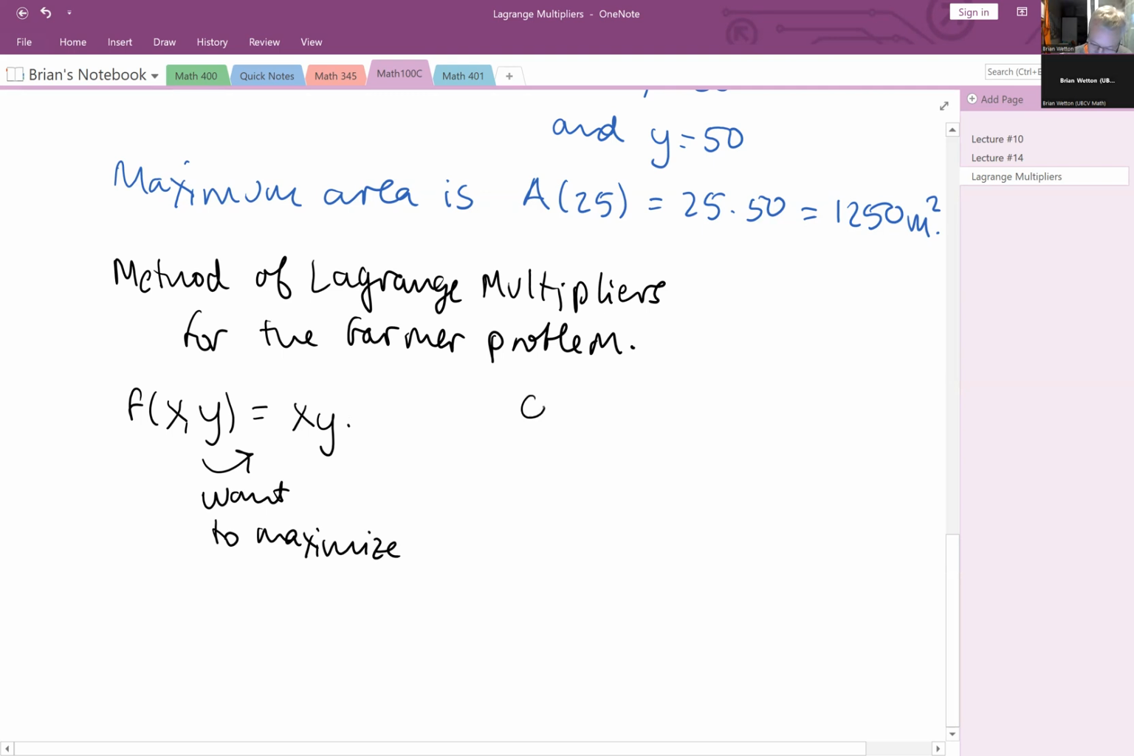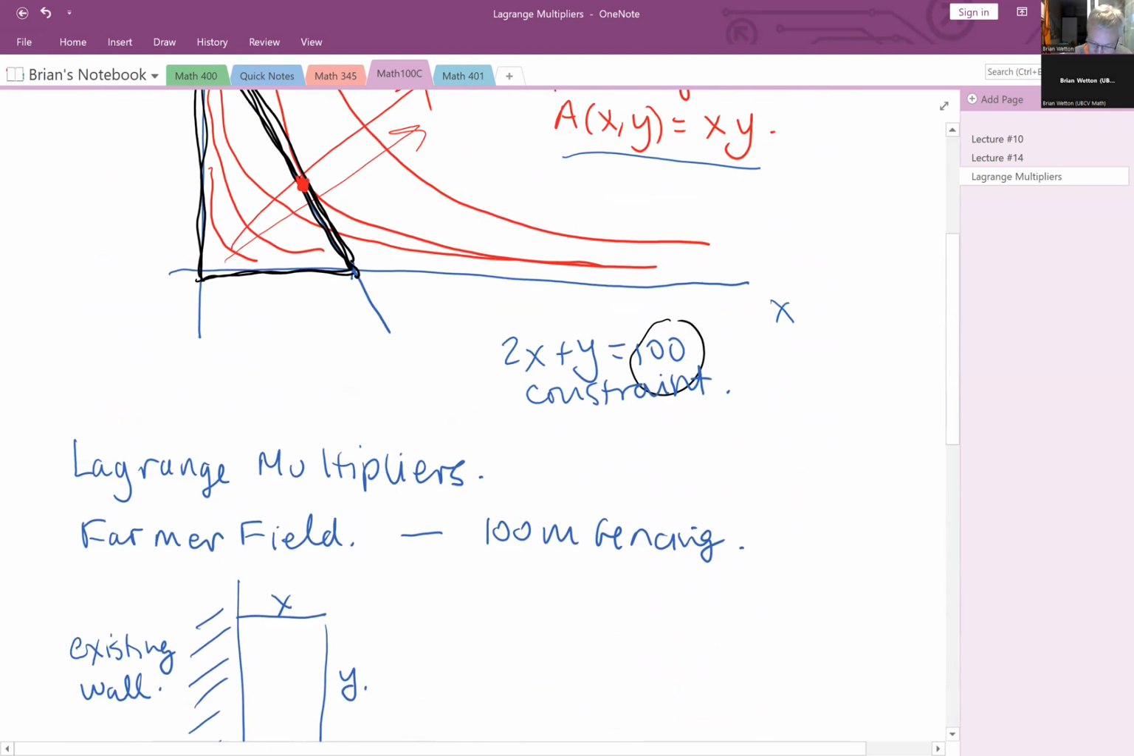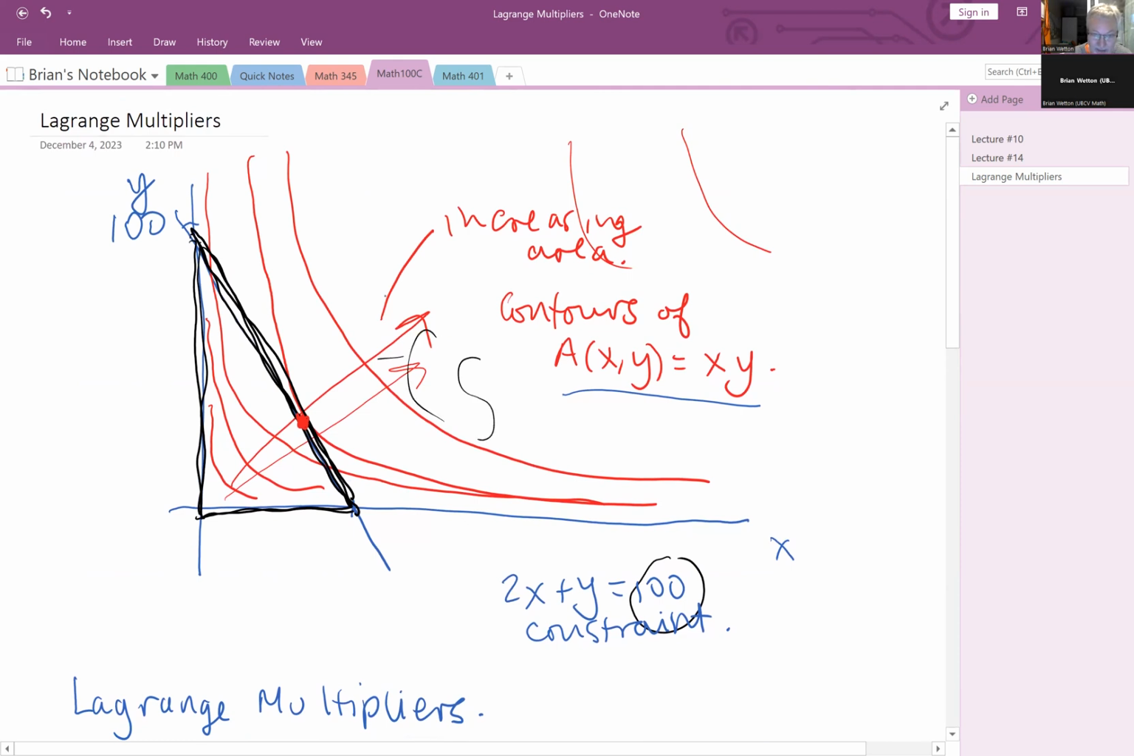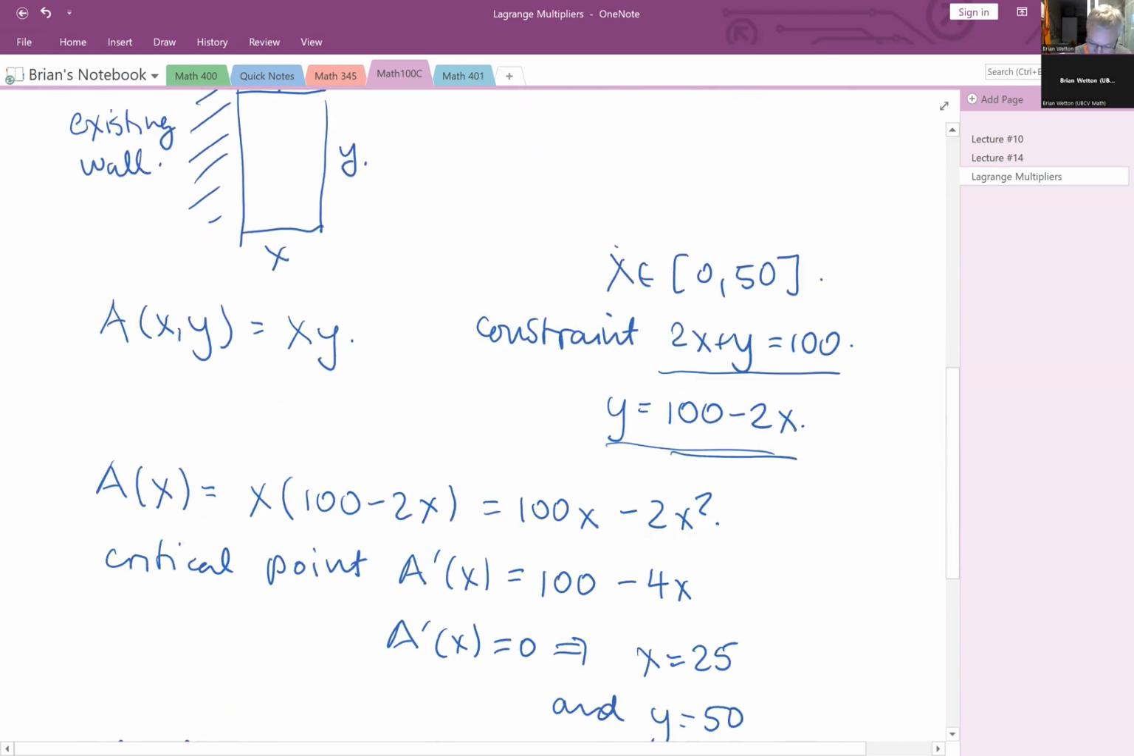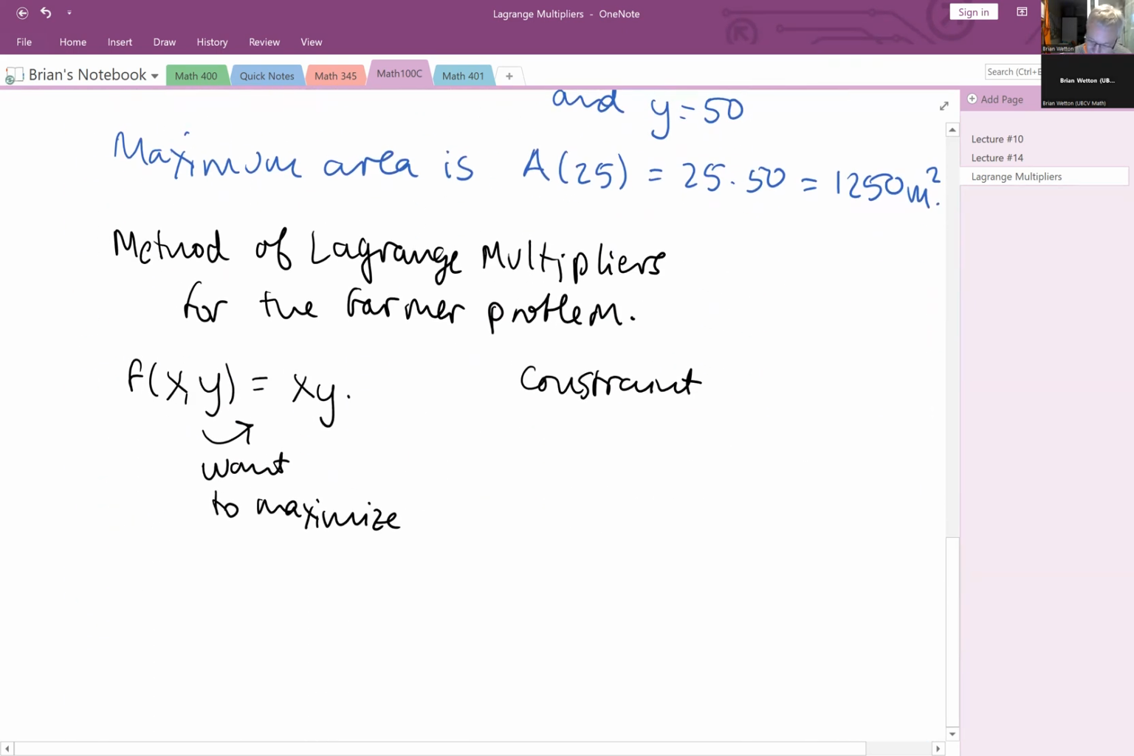Right, and then there's the constraint that you can't look at any x and y in this plane. You have to look at x and y that are on that line. And I want to write that in terms of g of x and y equal to 0. Well, I've got my 2x plus y equal to 100. So I can easily write g of x and y being 0 as 2x plus y minus 100.